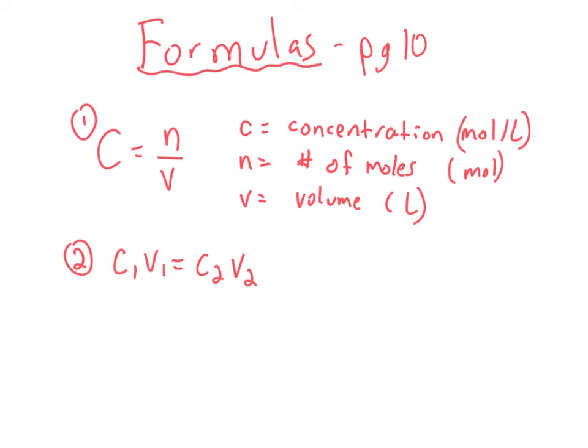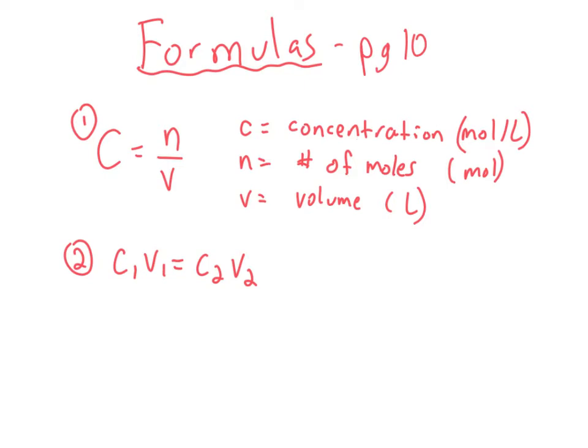The very first formula that you're going to need to know is C is equal to n over V. C in this case is concentration, which is in moles per liter. n is your number of moles, which is in moles, and remember, moles just refers to the number of particles. And V is volume, which is in liters.